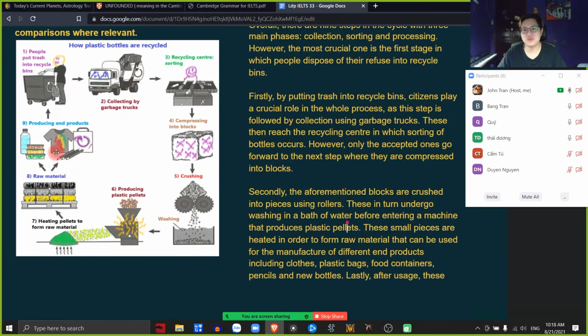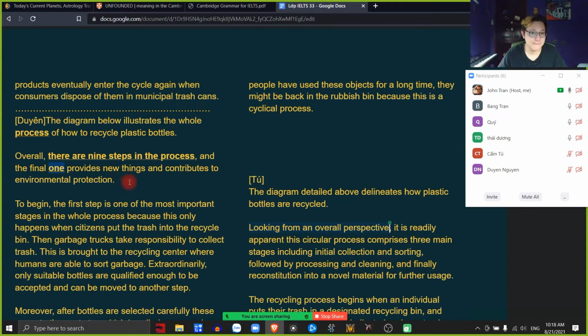I think things is a bit too vague, too general. I think you should have said producing end products or something. Provide new products. Sorry? We make provides new products being made from recycled plastic.